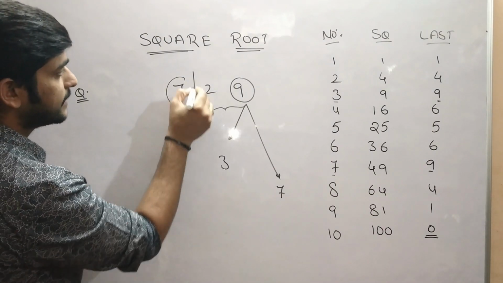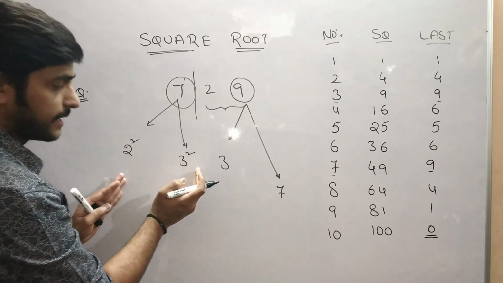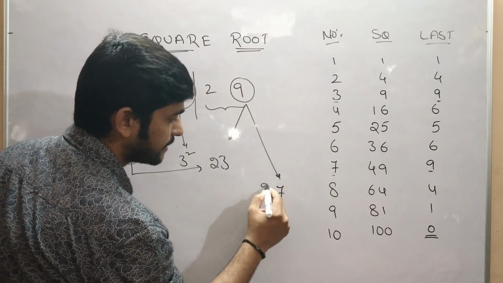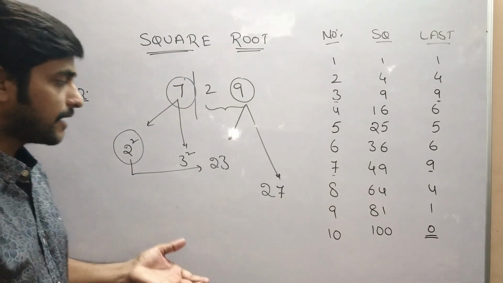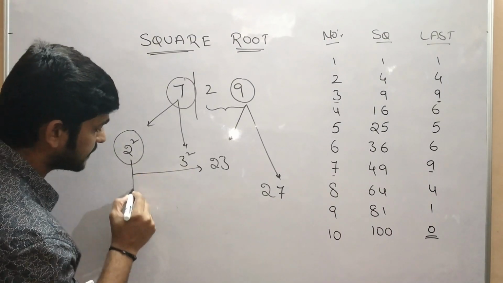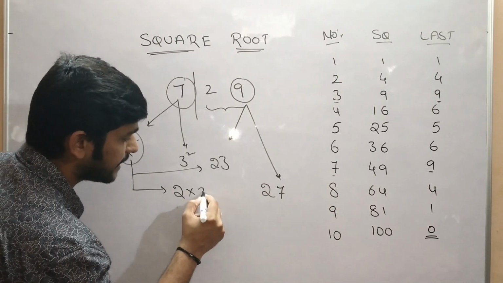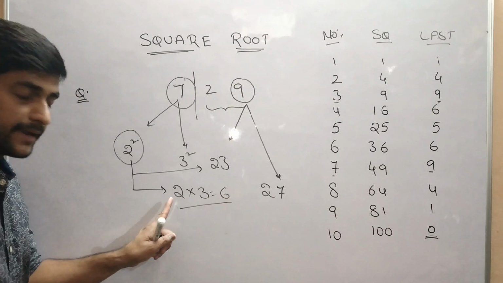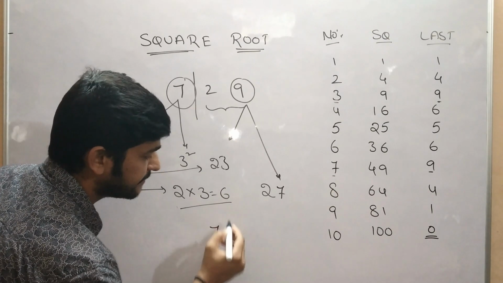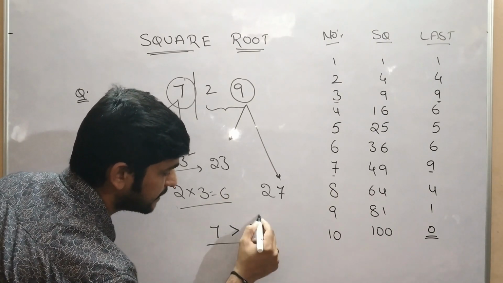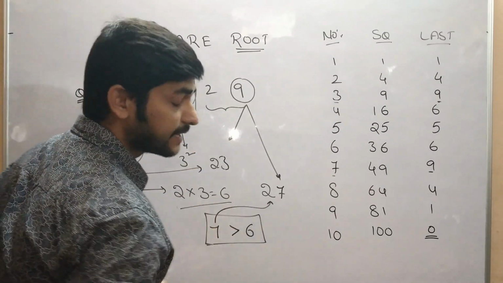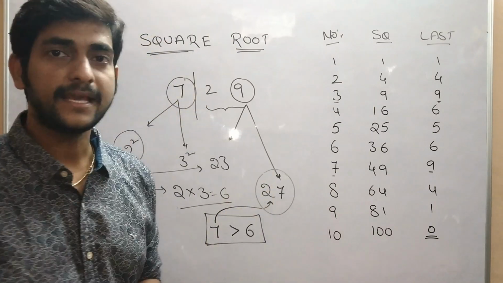Next, consider the other digit, that is 7. 7 lies between 2 square and 3 square. We need to consider the least number here, which means the answer must be either 23 or 27. Then how do we decide whether it is 23 or 27? For that we consider 2 here and multiply it with the next number, which is 3. If you multiply 2 with the next number, we get 6. And in the number we have 7. 7 is greater than 6. Be clear, 7 is greater than 6, so we consider the greater number. So the answer for the question is 27. See how simple it is.